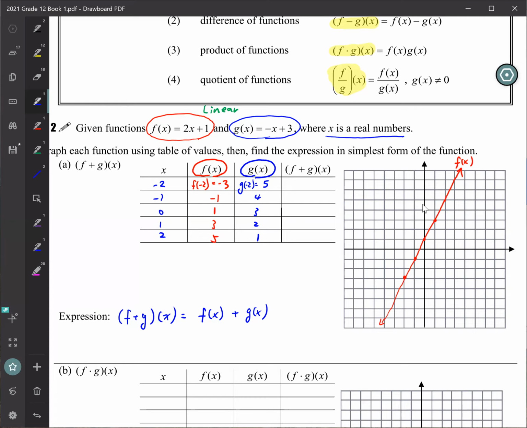Okay, next one is 5, 4, 3, 2, 1, right? -2 is 5, 4, 3, 2, 1. You get this one.